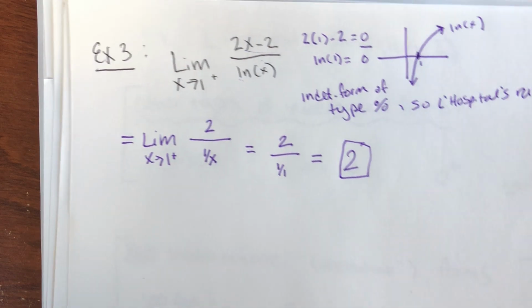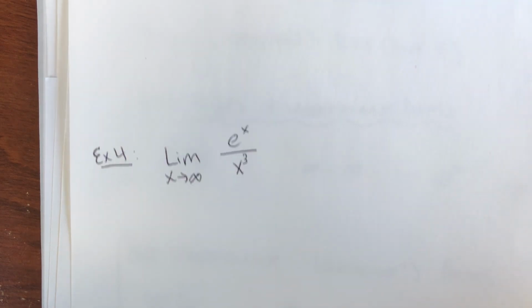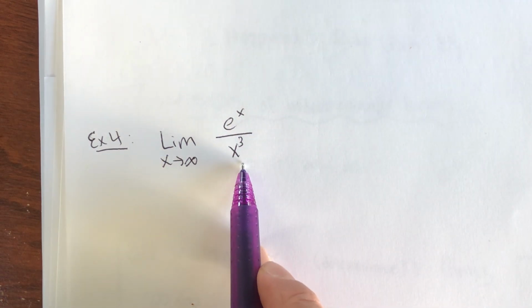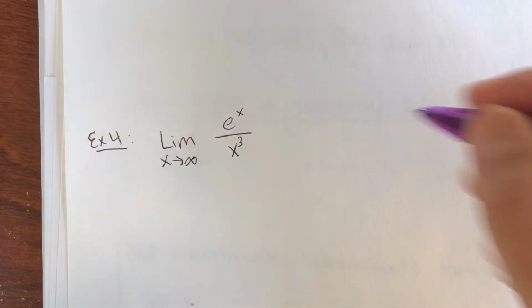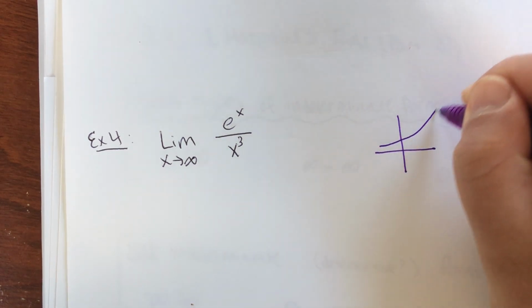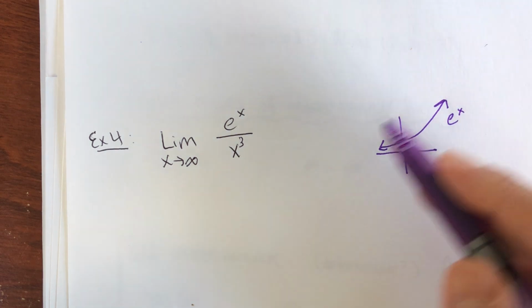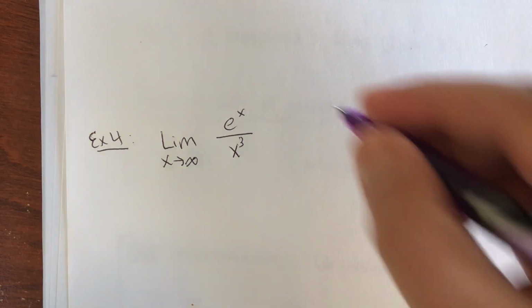Okay, that was our third example, and for our last example here, we want to take the limit as x goes to infinity of e to the x over x cubed. As x goes to infinity, e to the x is the exponential function. The graph looks like this, and we can see that as x goes to infinity, this function is growing quickly and shooting up towards infinity.